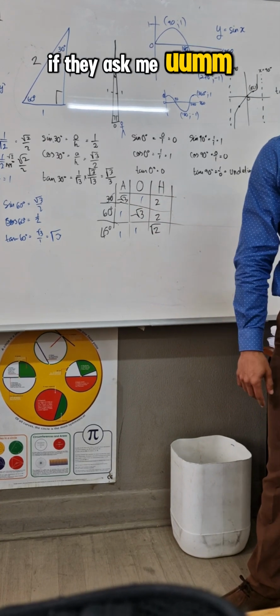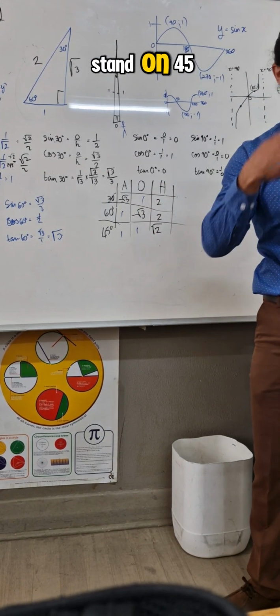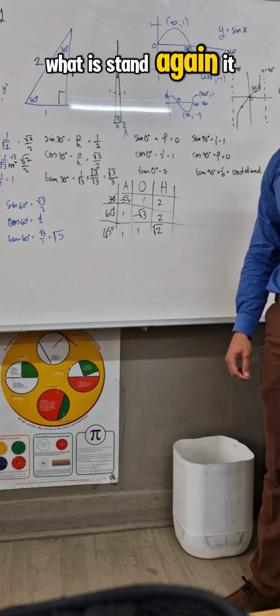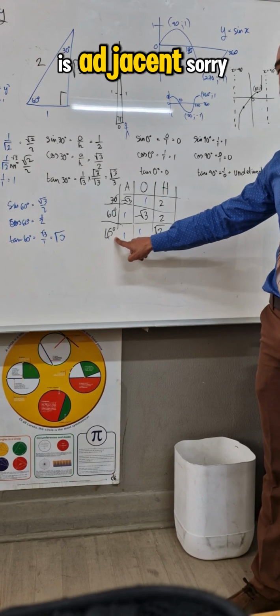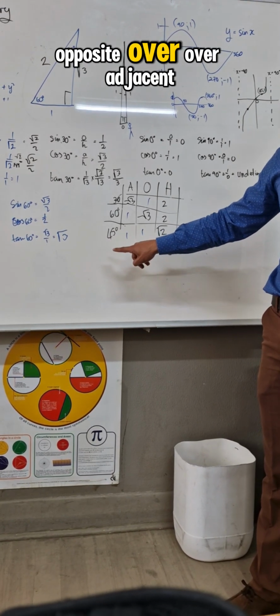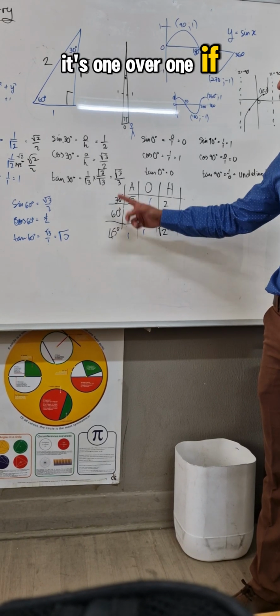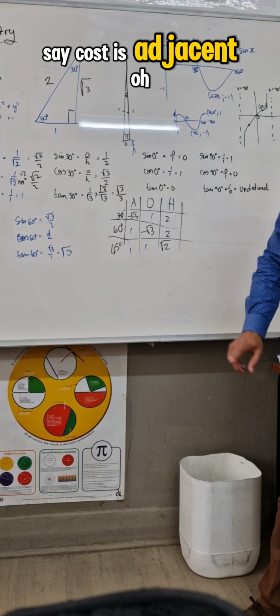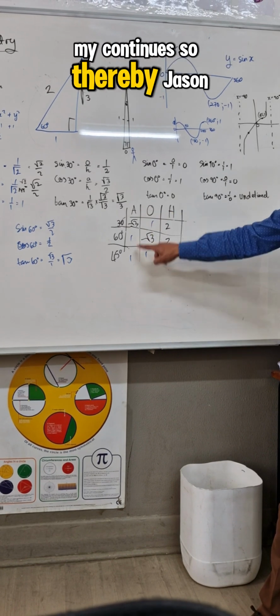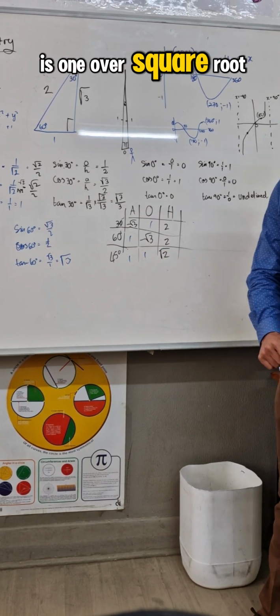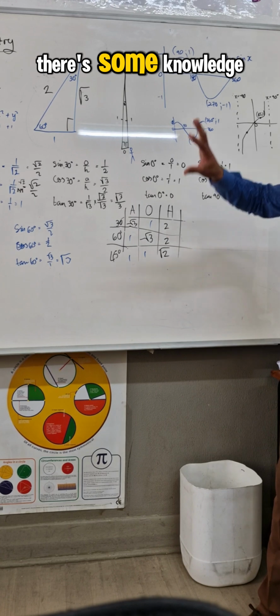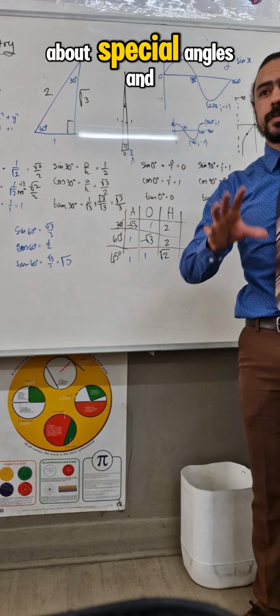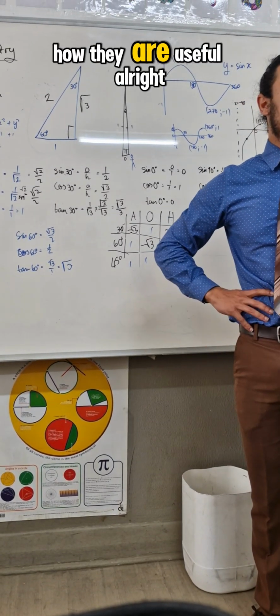If they ask me tan of 45, what is tan again? It is opposite over adjacent, so it's 1 over 1. If they ask me the cos of 45, what am I going to say? Cos is adjacent over hypotenuse, so my adjacent is 1 over square root 2. So there is some knowledge, and today's lesson was only about special angles and how they are useful.